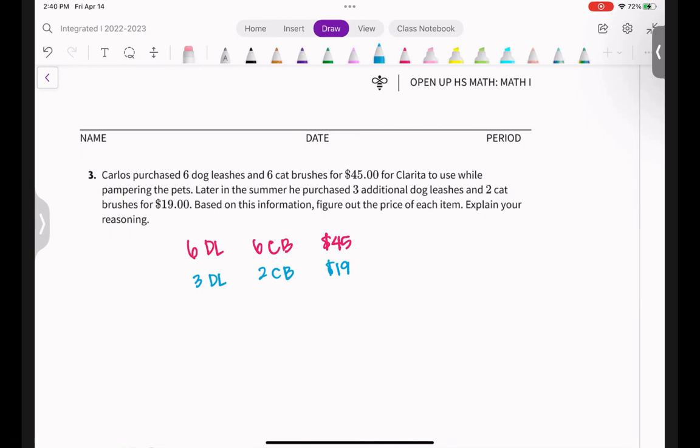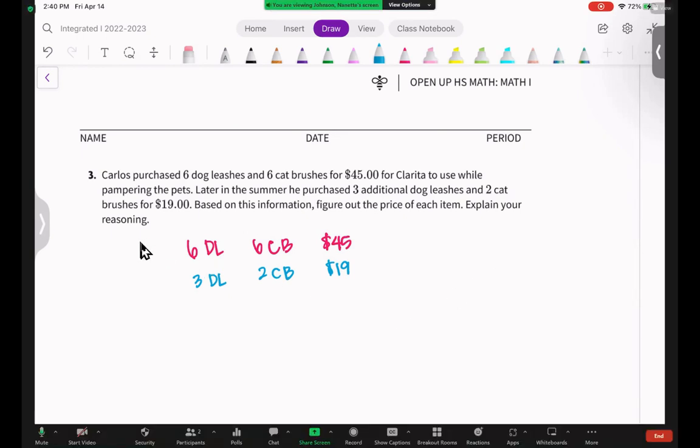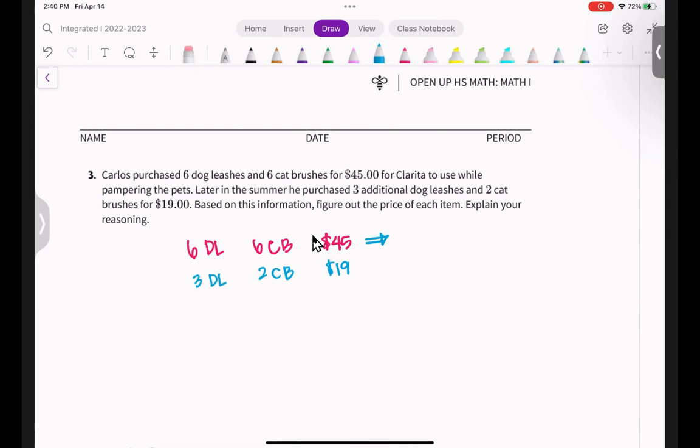There's several patterns. You do not have to find all the patterns. But I noticed this time we bought half as much. So I'm going to go ahead and write this equation as I'm going to take half of it. I'm going to cut everything in half. So I get 3 dog leashes instead of 6, 3 cat brushes instead of 6, and now I should be paying half as much, so that's $22.50, right?